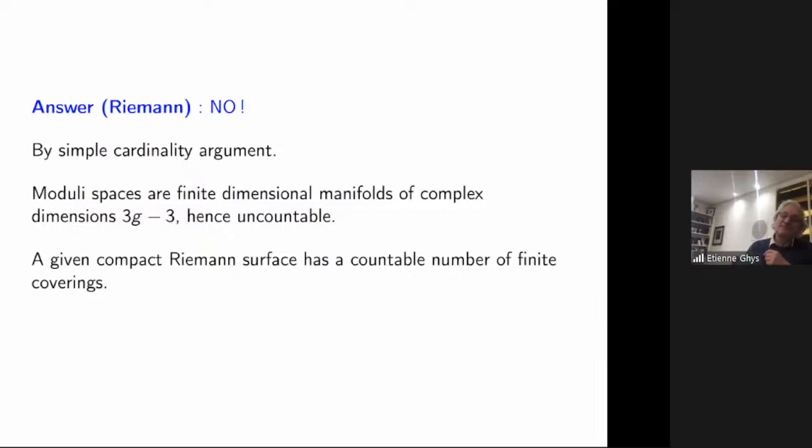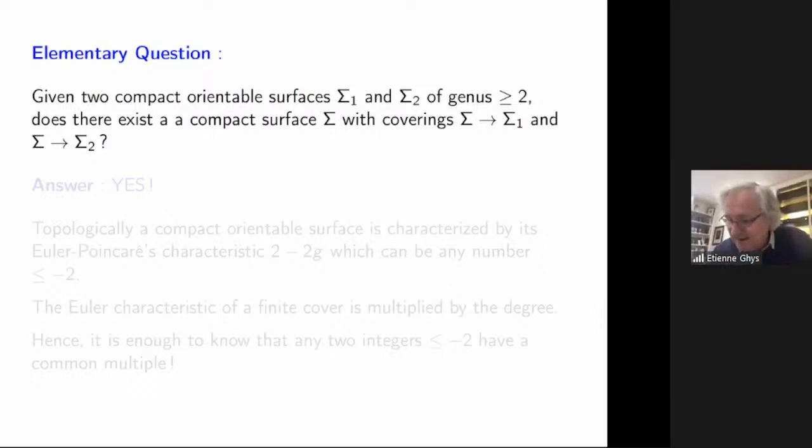Now comes the difficult question. Before I give the difficult question, let me explain the easy question. Let's forget about complex structure and let's try to look at the topological question.